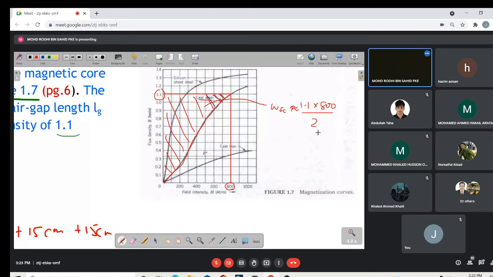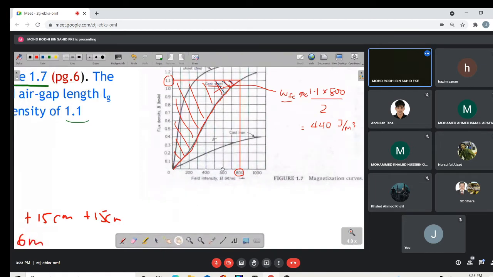Okay, so this one we get around 880 divided by 2, you get 440. Okay, 440. This is the energy field density. As I said just now, the unit is joule per meter cube. So we are done with the energy density of the core. The field energy density of the core, WFC, is 440 joule per meter cube.